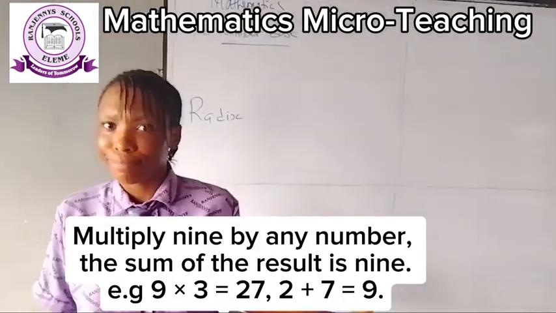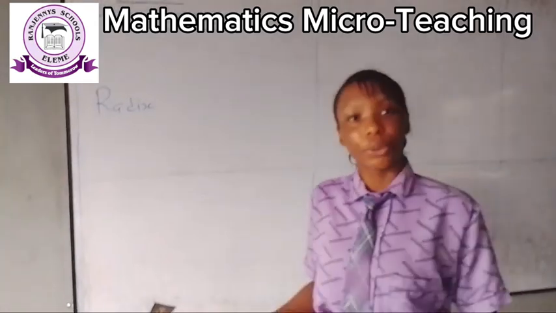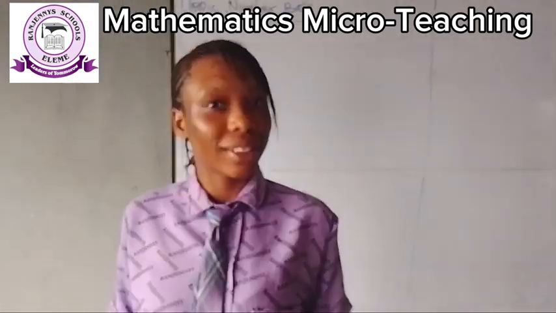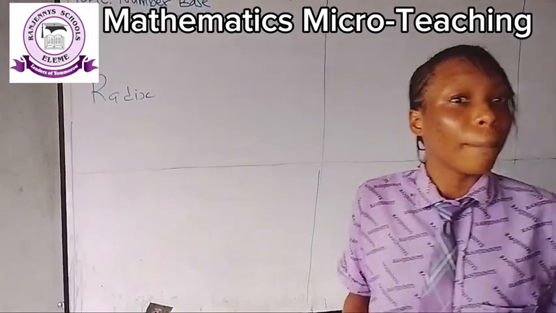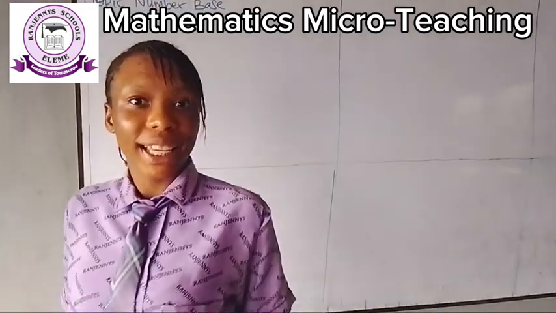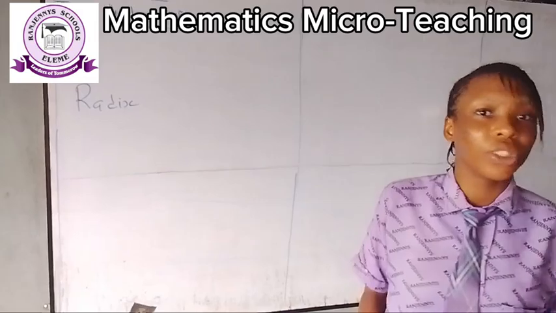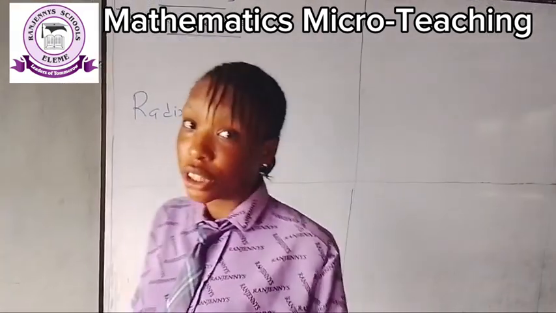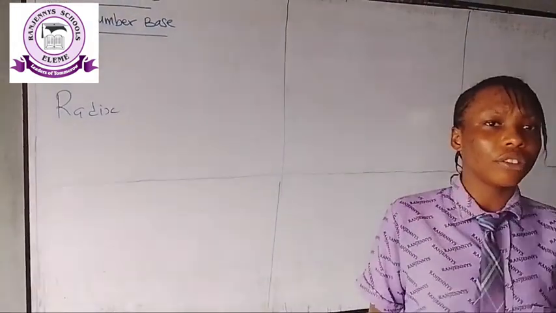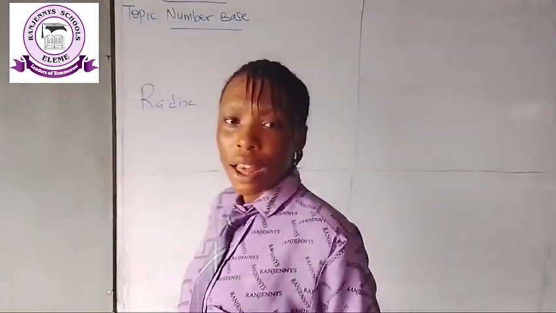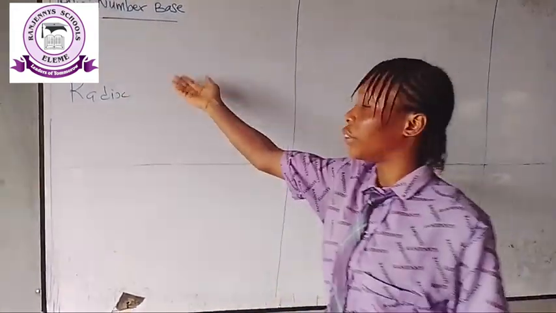But we have other bases like base 2, which is binary, base 3, which is trinary, base 4, which is quaternary, base 5, quinary, base 6, sextimal, base 7, septimal, base 8, octal, base 9, nonary, and of course base 10, which is denary, which is the most common I mentioned earlier. I'm sure in your basic 7, 8, and 9, they have given you the foundation of number base, right? So today, I will be teaching you how to solve complex problems on this topic number base.